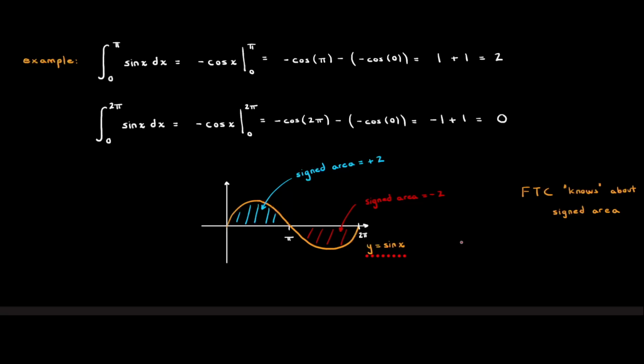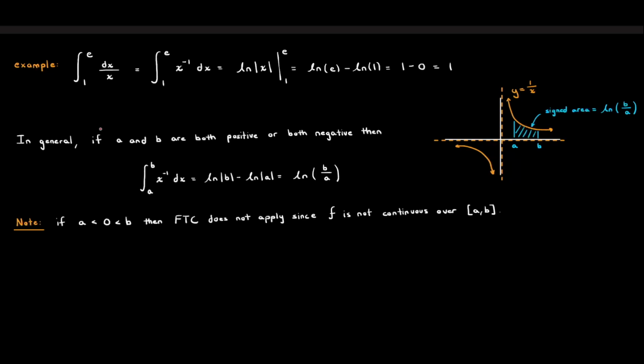And so I'm showing you this example because I want you to see that the fundamental theorem also knows about the signed area business. It's also aware of this. It takes that into account when getting the final answer. For the next example, we have to compute the definite integral from 1 to e of dx over x.